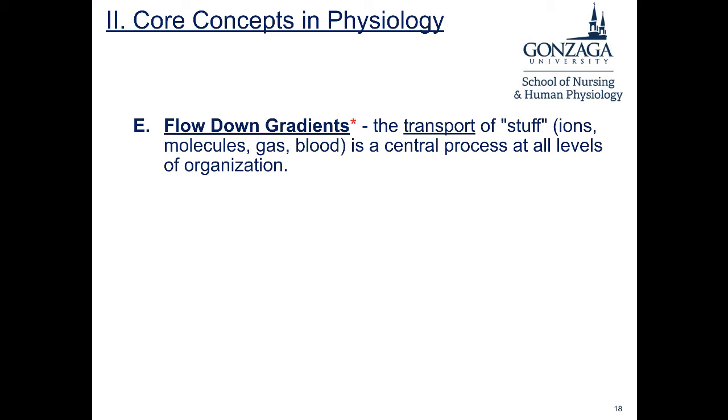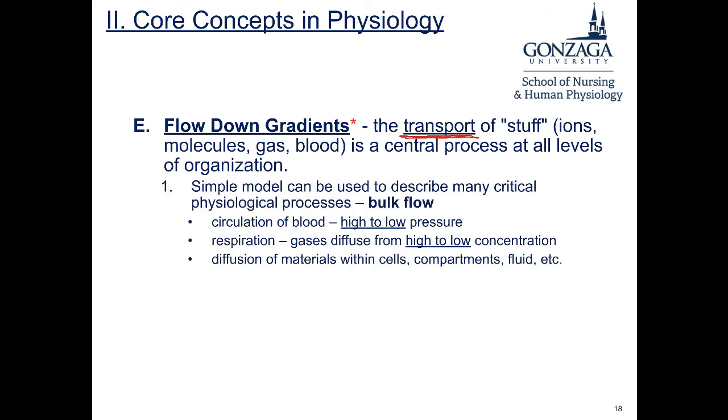I want to draw your attention to the transport of stuff. Stuff can be a variety of different things: ions, molecules, gas, blood, fluid, etc. We have to transport a lot of stuff within our body, and it's a central process at various levels of organization. What I mean by that is within a cell, but also within the entire organism itself. There's a simple model that can be used to describe some of these physiological processes, and that is bulk flow. Bulk flow refers to the transport of stuff.